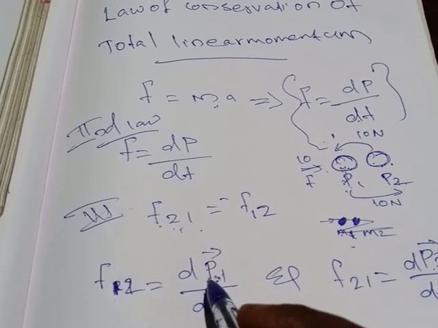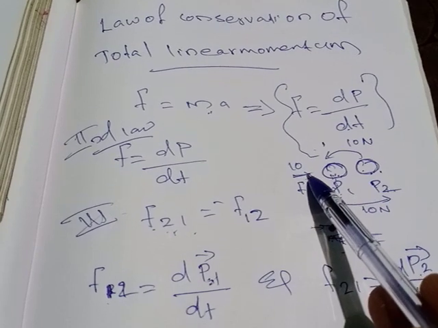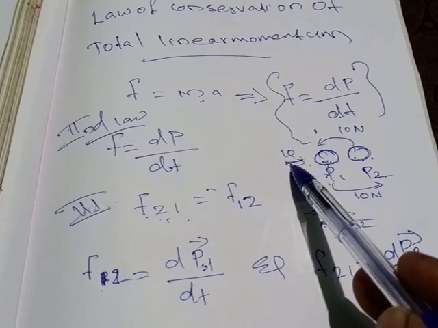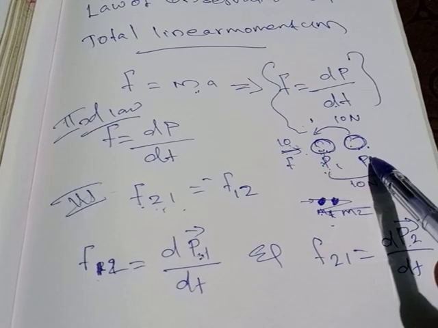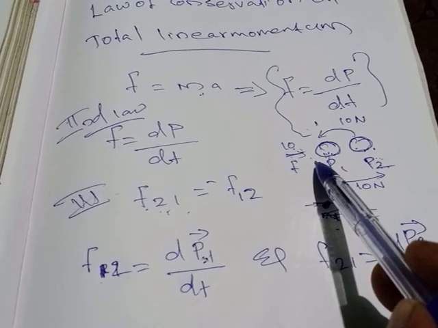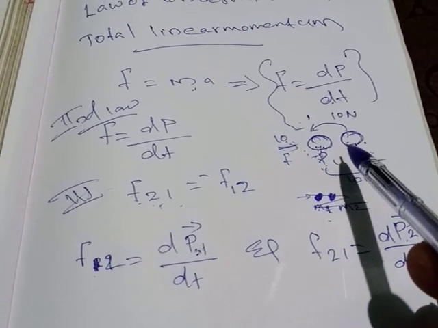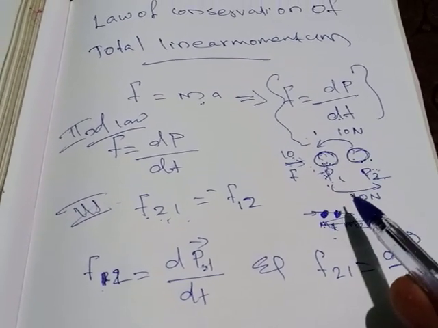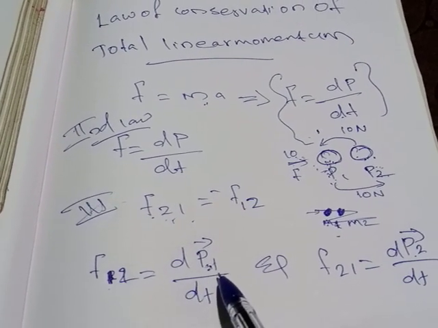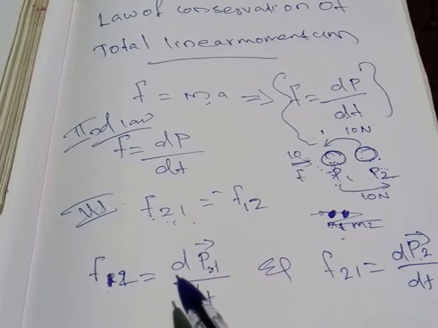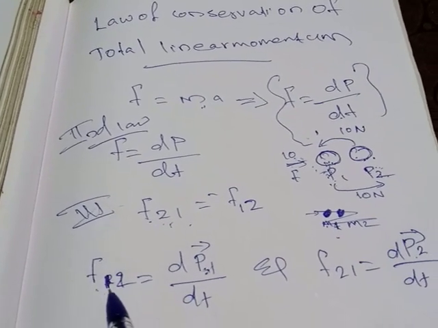This is the momentum of a particle. Actually, I said that here some external force is applying 10 Newton. So the same 10 Newton force is exerted from particle 1 to 2 and from 2 to 1. Every time there is a change in force, the momentum also changes. So here we are taking P1, the momentum of particle 1, and it is changing due to the force F12.